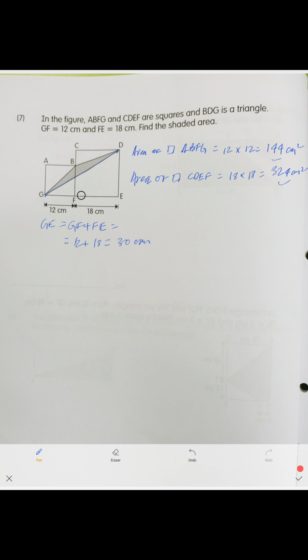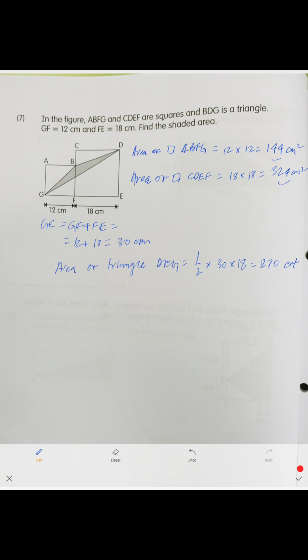First big triangle. The area of triangle DEG is equal to what? DE is 18 because this is 18, they're the same. We just found our base and our height. 1/2 times 30 times 18. This is what you find: 270 square centimeters.